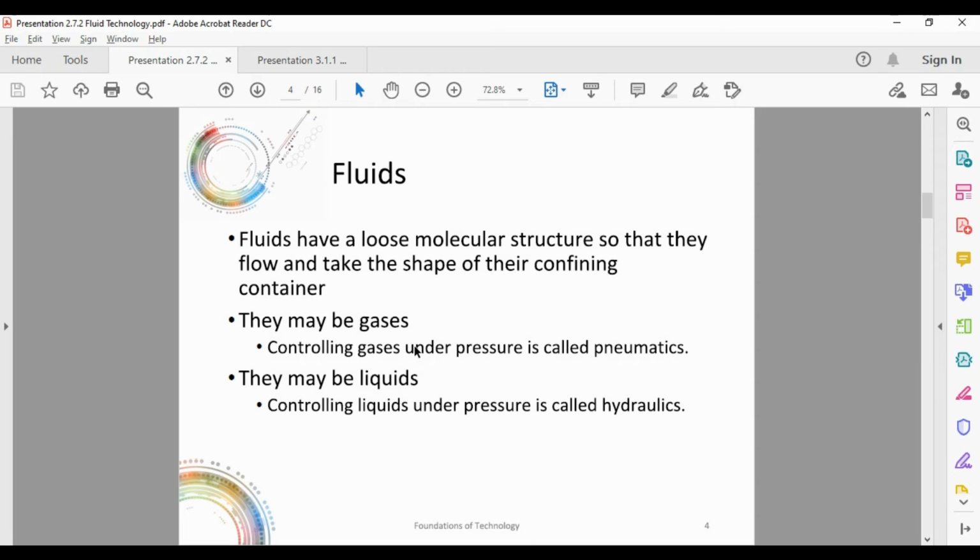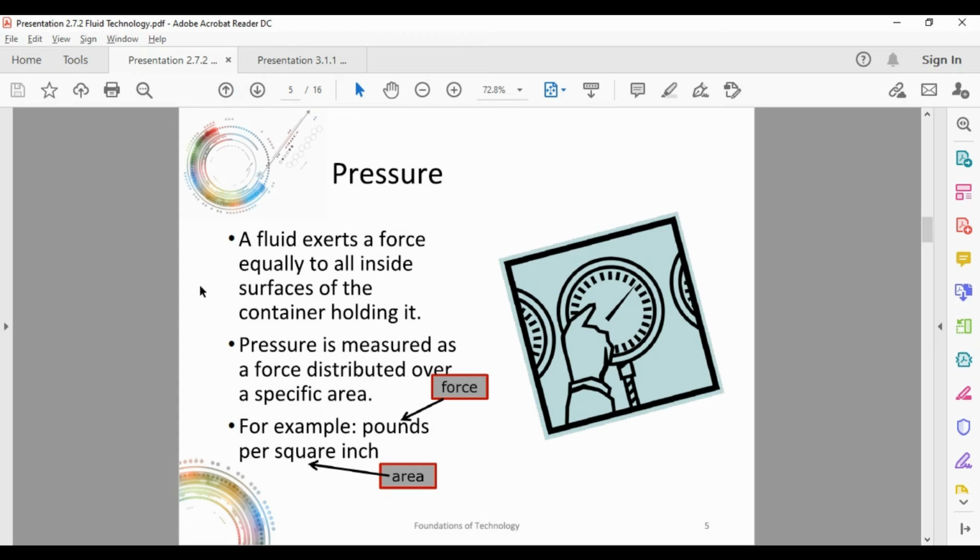Controlling gases under pressure is called pneumatics, and controlling liquids under pressure is called hydraulics. Oh, look at that, that word sounds familiar for some reason. Okay. A fluid exerts a force on all inside surfaces of the container holding it. Pressure is measured as a force distributed over a specific area, for example, pounds per square inch. So the force is pounds.